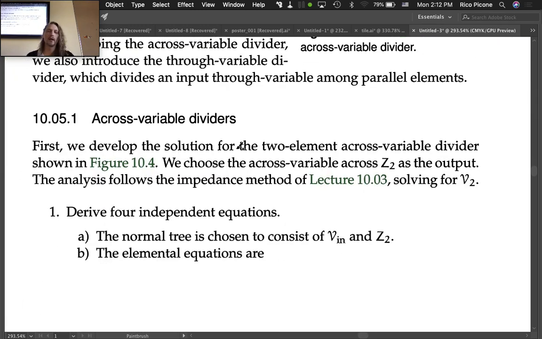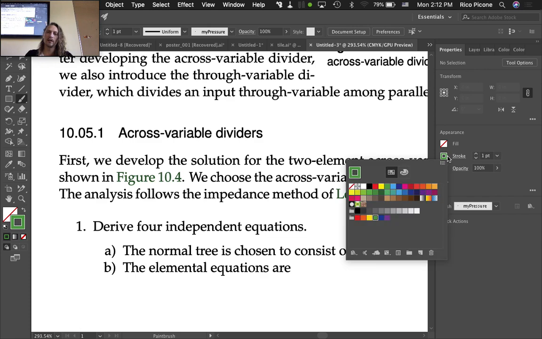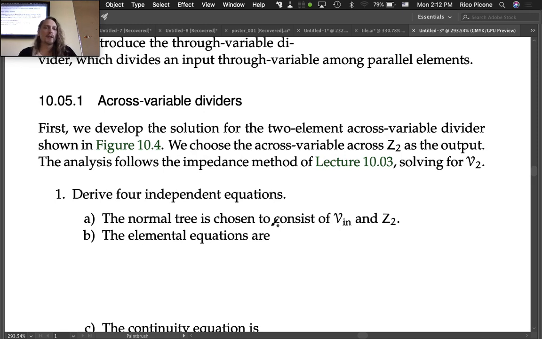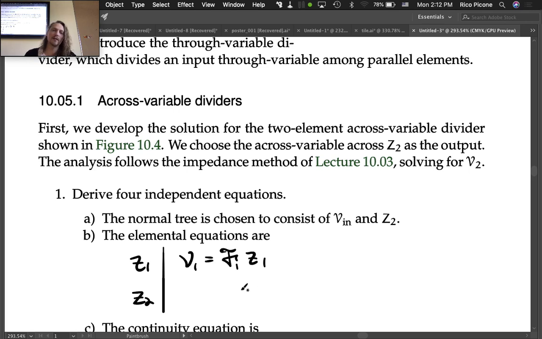The elemental equations are, switching back to black, a Z1 elemental equation and a Z2 elemental equation. We don't know what those elements are, but we know that they have the form of across variable equals through variable times the impedance. So across variable equals through variable times the impedance. So we know that.